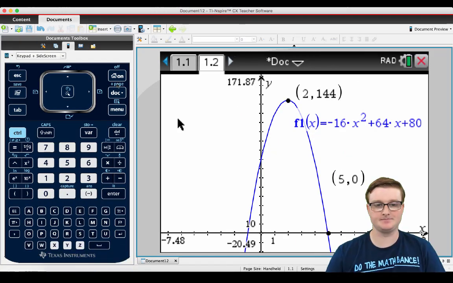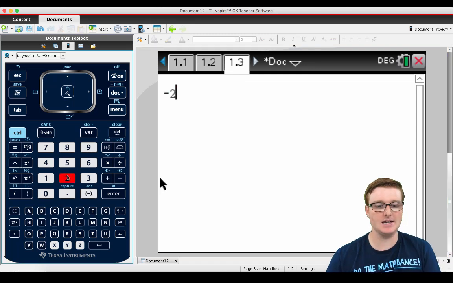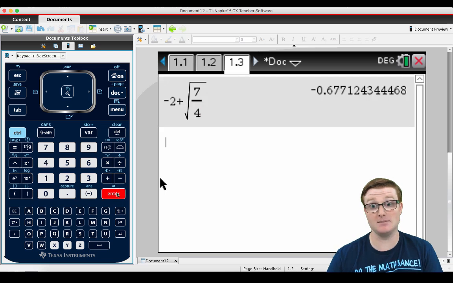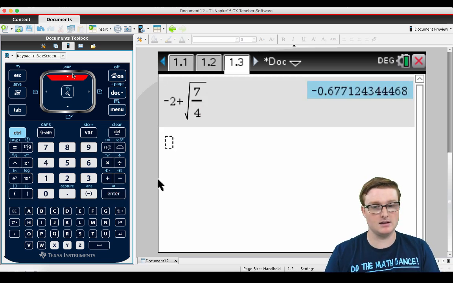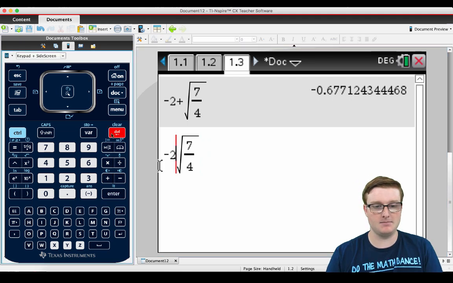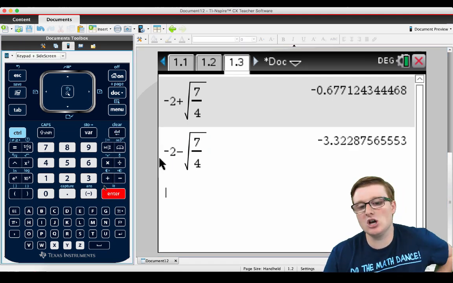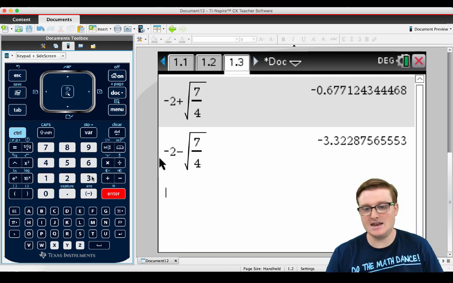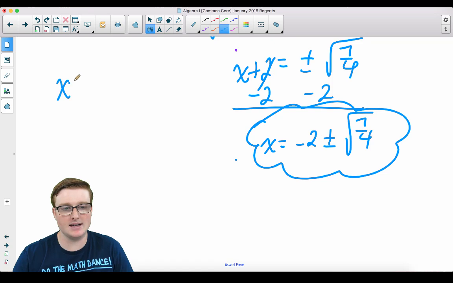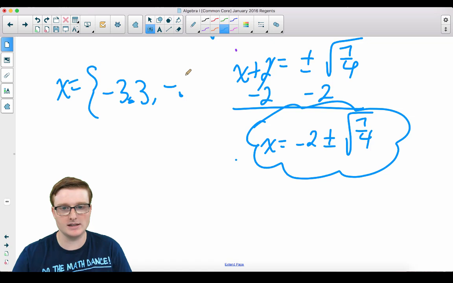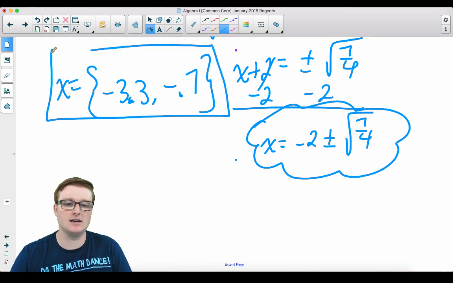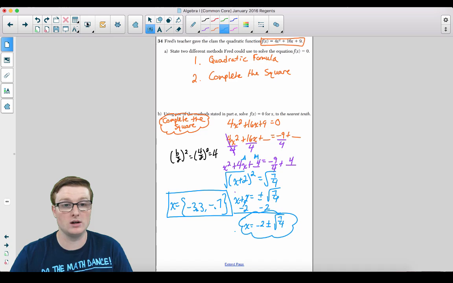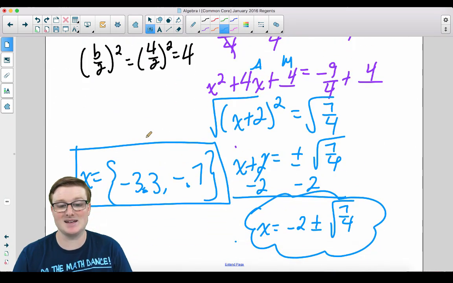So I'm going to go to my calculator, and I'm going to plug in negative 2 plus the square root of 7 fourths, and we get that number, and take that same expression and put in a negative sign in the middle. So your answers are negative 0.7 and negative 3.3 rounded to the nearest tenth. So x is equal to negative 3.3 and negative 0.7. And that, ladies and gentlemen, is your answer to the second part of the question.